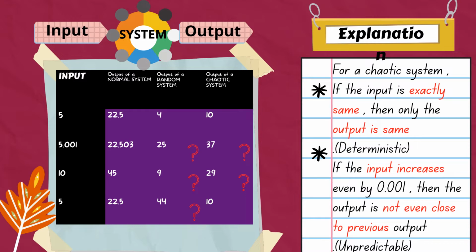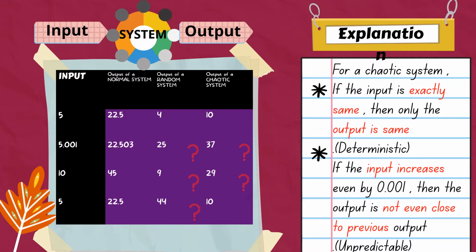Now, chaotic systems are interesting. If the input changes slightly, the output changes drastically. If the input doubles, the output does not double. It's very random. But if the input is exactly the same, that is 5, the output is also exactly the same.